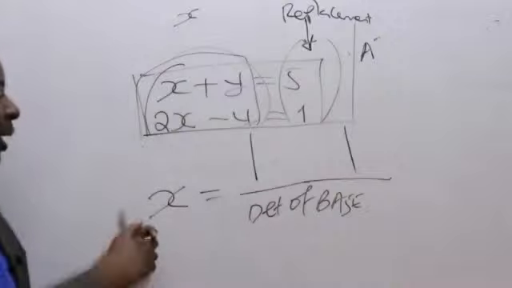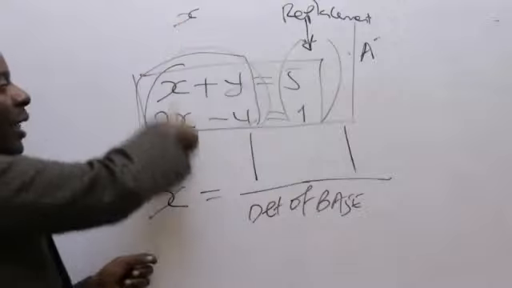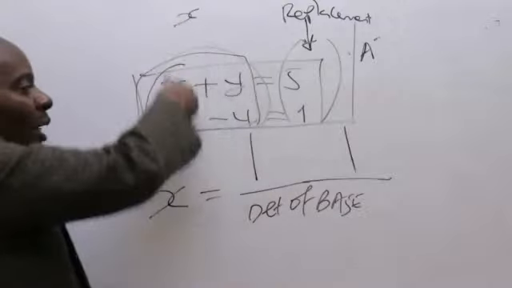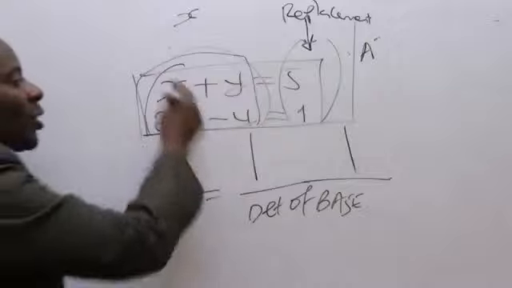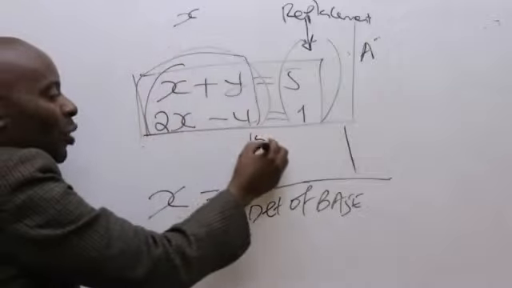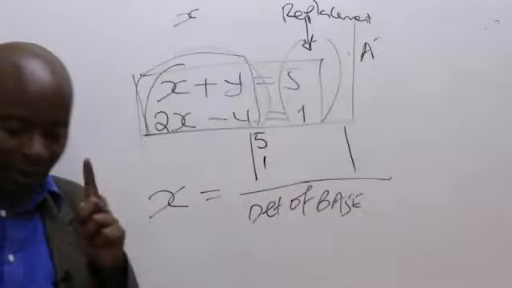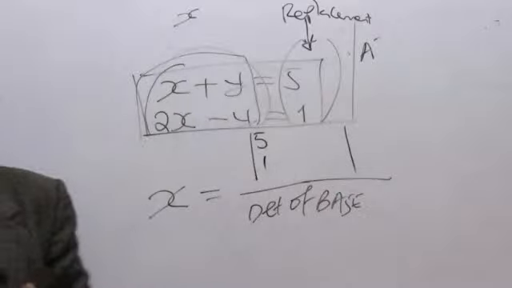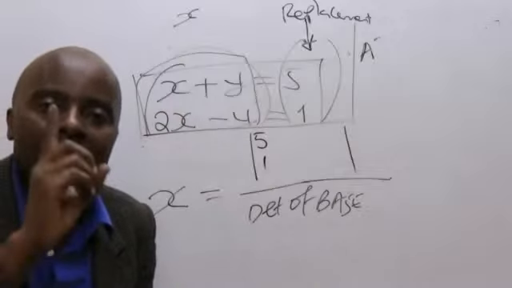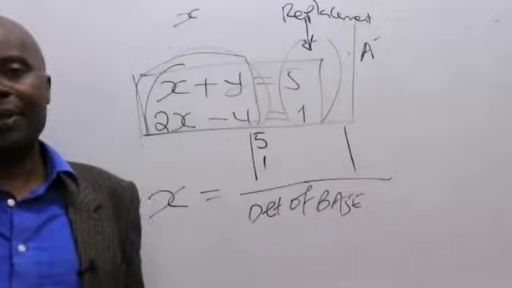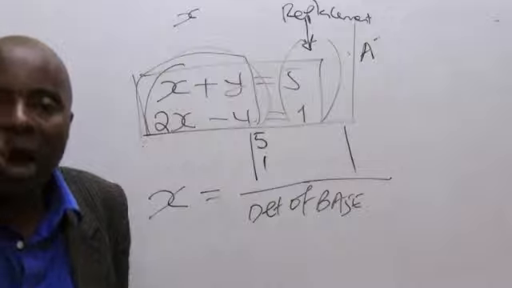Ladies and gentlemen, the first value that I want to get here is the value of x. So the column of x has to go, and then in its place, we shall put the replacement. So then the first column will not be x column. The first column will be the replacement, which is 5 and what here? 1. Listen again to me very well. These columns can only disappear one at a time. You can't have two people just disappearing like that. It's one at a time.